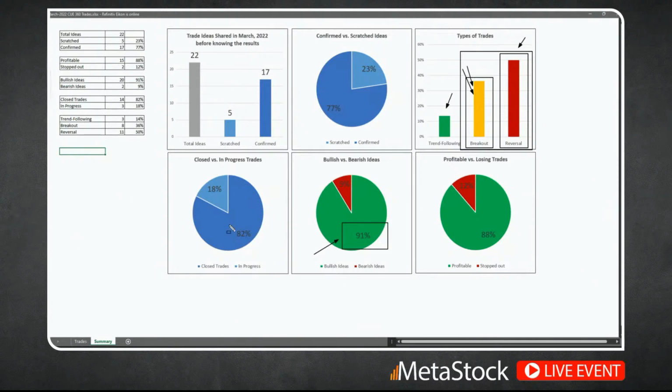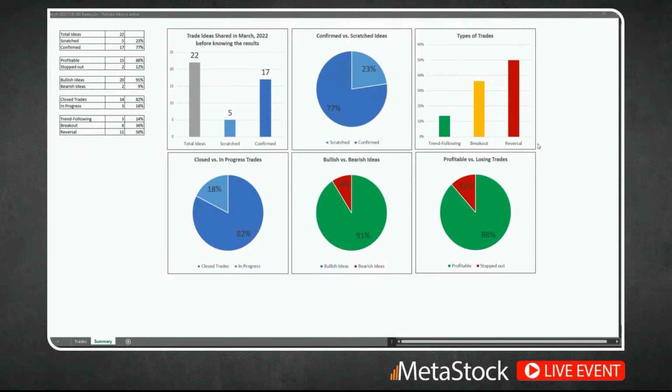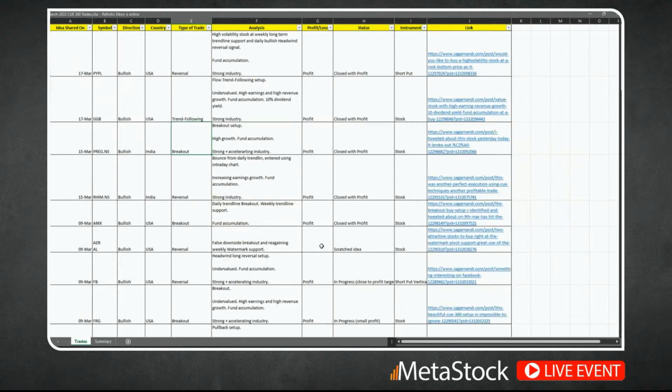How many of those or percentage of those trades are closed by now? 82% are closed, 18% are in progress. How much percentage is profitable? 88%. This may lead some of you to think, how was it possible? Each and every trade that I shared, they built on that powerful concept of aligning as many forces as we could. This is the summary, and this step has the detail. There are 22 trades. I'll go through some of them.